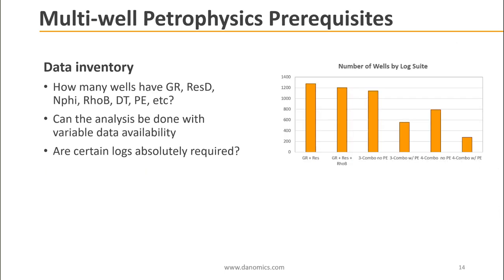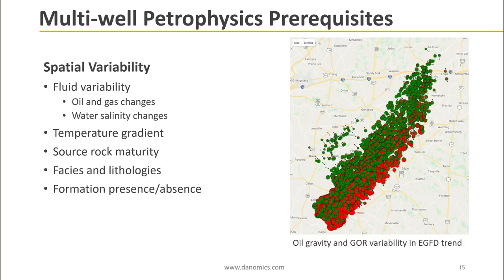With respect to the data available to you, you need to know what data is available and what data is required. Do you need to have a full triple combo with a PE curve? Do you need a sonic tacked onto that, or can you do it with a more limited suite of curves? And how is that going to affect the variability between results? So you should think about that before you get started.